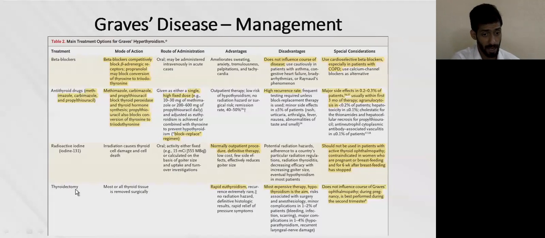The two other options we have are radioactive iodine and thyroidectomy. Pros and cons: one is an outpatient procedure, the other is an inpatient operative procedure. Iodine is cheaper, whereas the surgery is going to be costlier. But recurrence rates are slightly higher with iodine than with surgery. Obviously, with surgery we are removing it out. But a very important thing to remember is the special circumstances in both of those. Iodine ablation should not be used for patients with active ophthalmopathy or pregnancy. Do not give radioactive iodine.